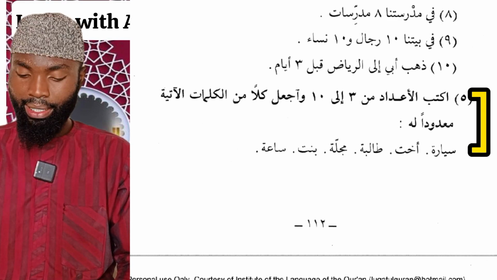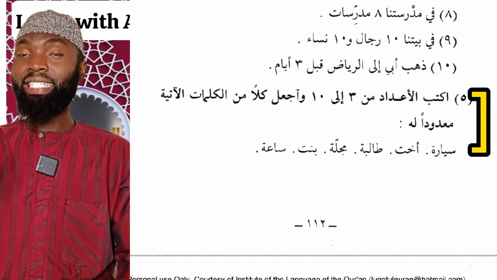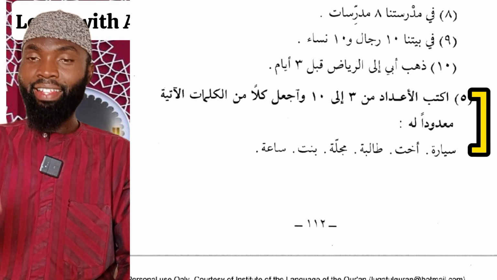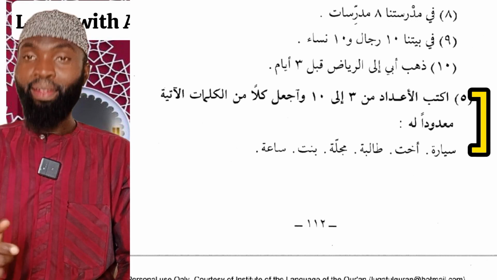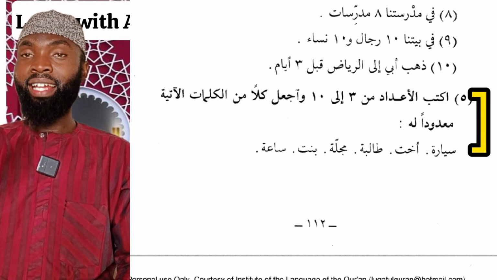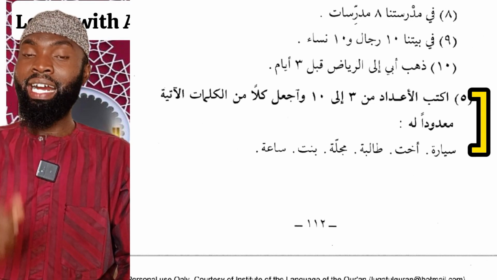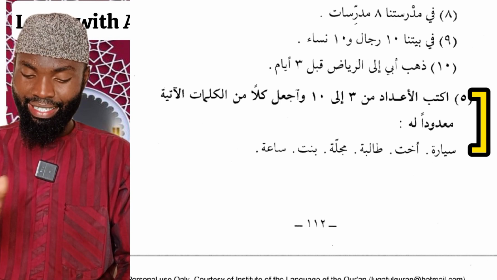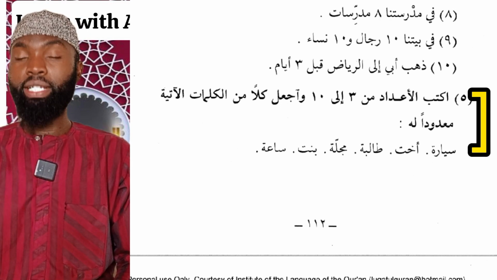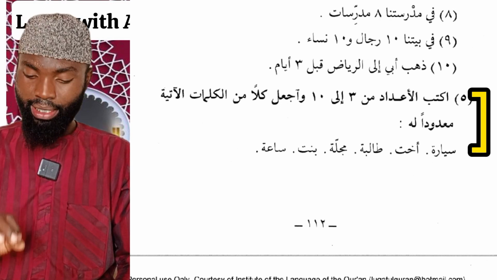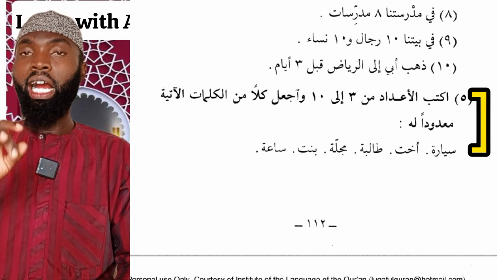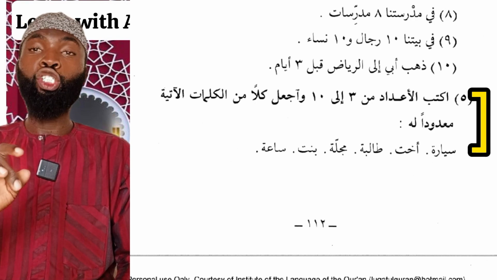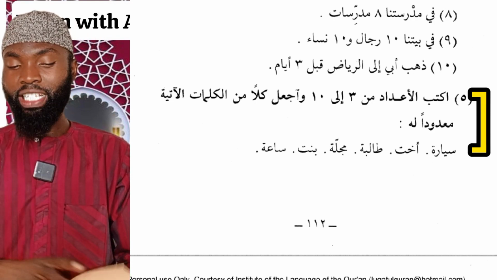We can pick 3 as an example, and we say ثلاث سيارات, ثلاث أخوات, ثلاث طالبات, ثلاث مجلات, ثلاث بنات, ثلاث ساعات. This is 3. We can also use 4, 5, 6, 7, 8, 9 in this manner. So if you want to use 10, we simply say عشر سيارات, عشر أخوات, عشر طالبات, عشر مجلات, عشر بنات, عشر ساعات. So make sure you solve this by yourself.